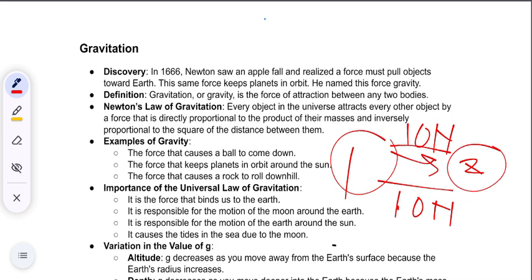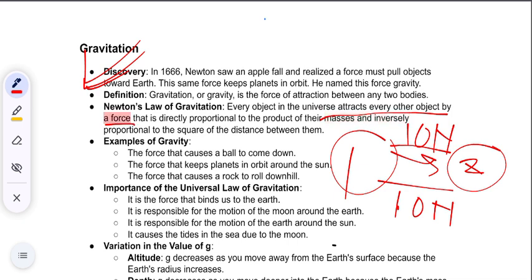Now, Newton's law of gravitation. Newton made three laws of motion. Newton's law of gravitation is also known as the fourth law of Newton. What does it state? Every object in the universe attracts each other.